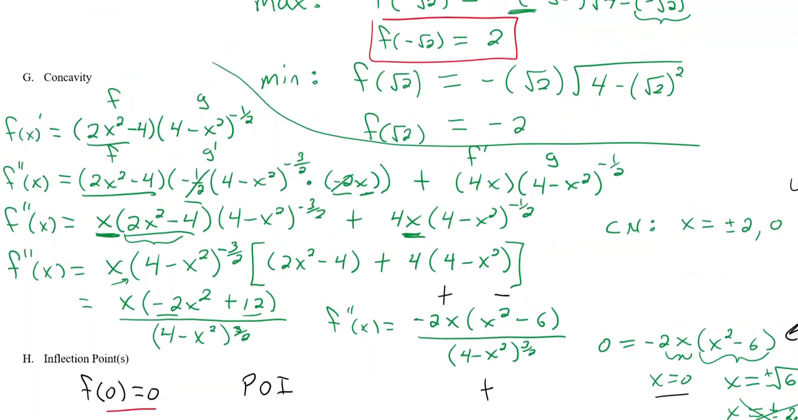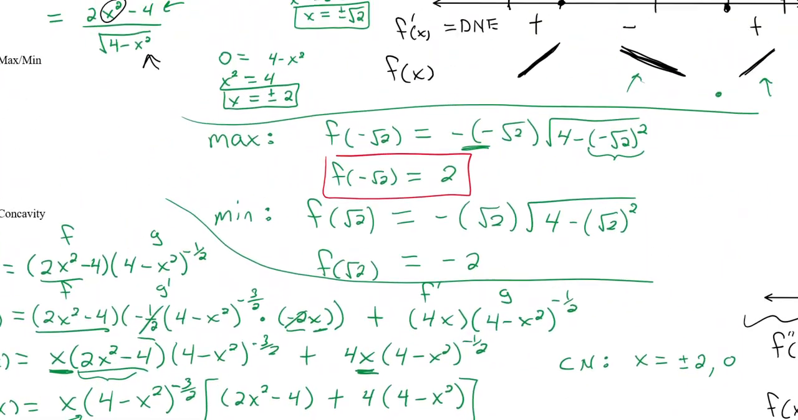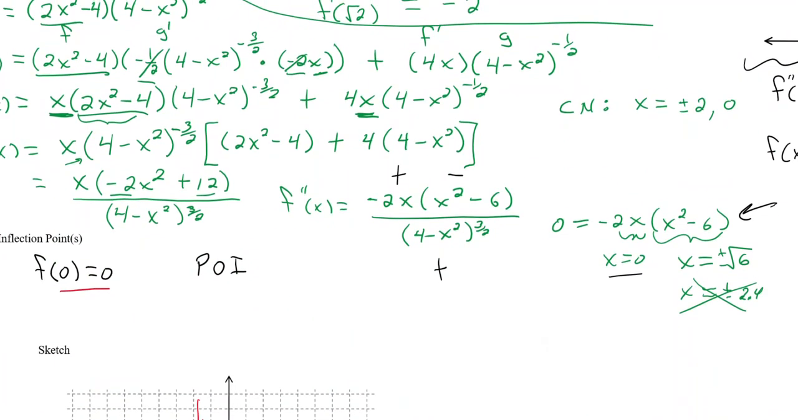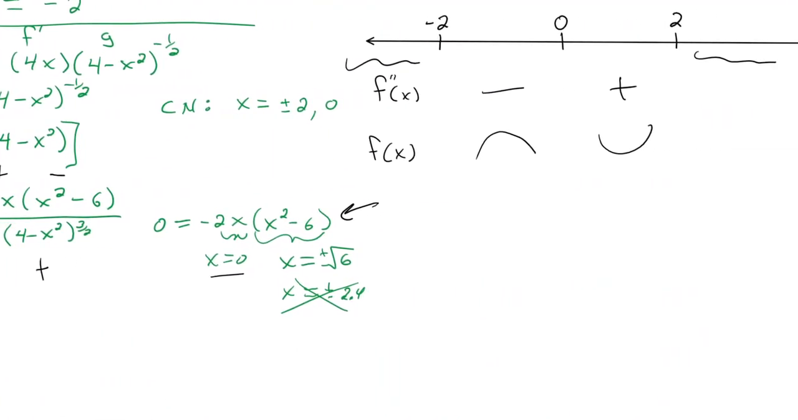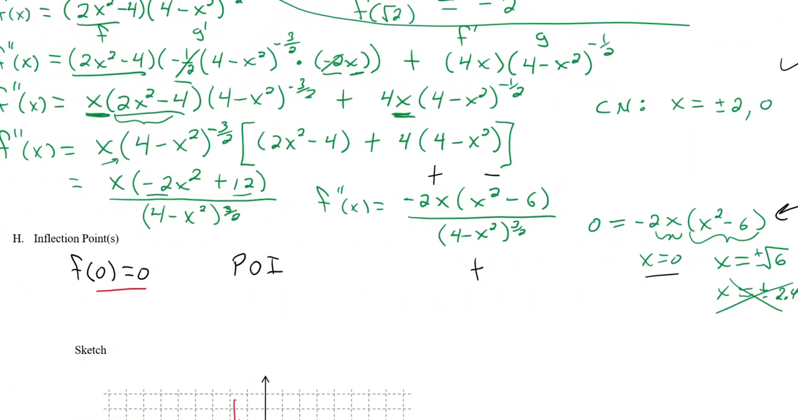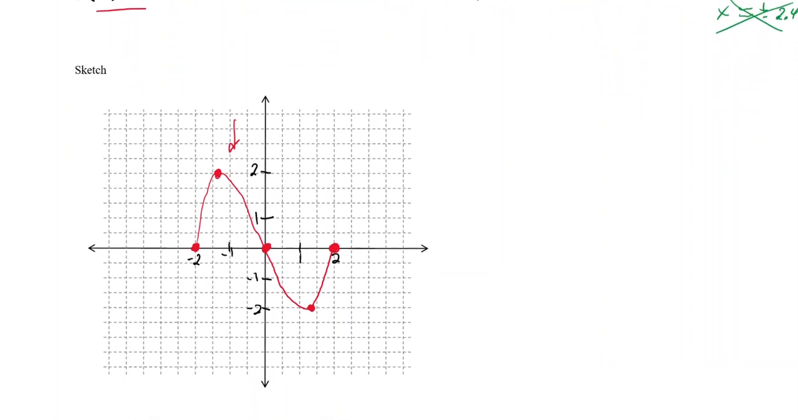Okay. And then our concavity. We said it was going to be concave down between negative 2 and 0, and concave up between 0 and 2. And that is, in fact, what we see when we sketch that out. There you go. There's our sketch. And it only took us almost 40 minutes. Sorry for the long video, guys.